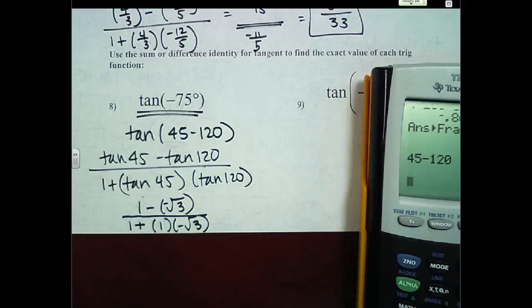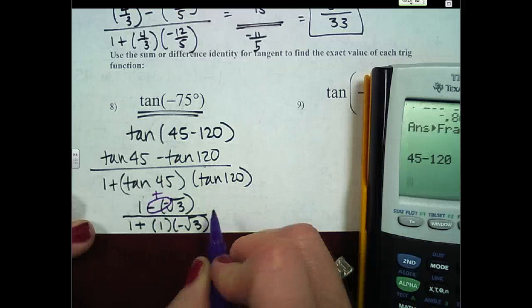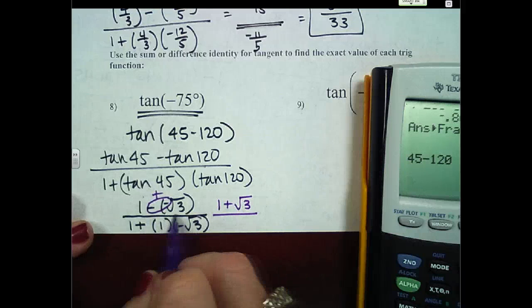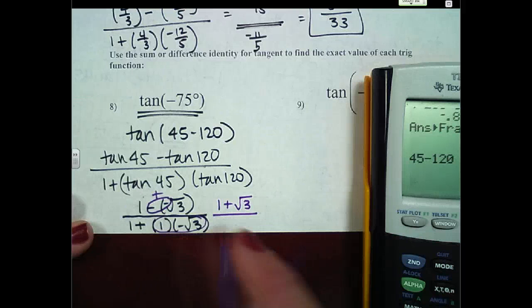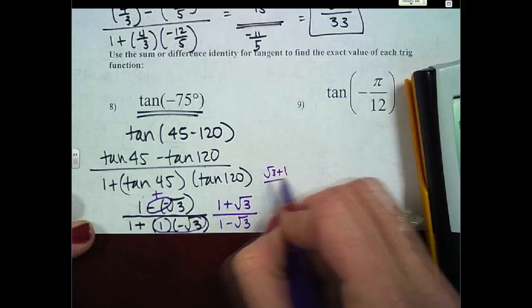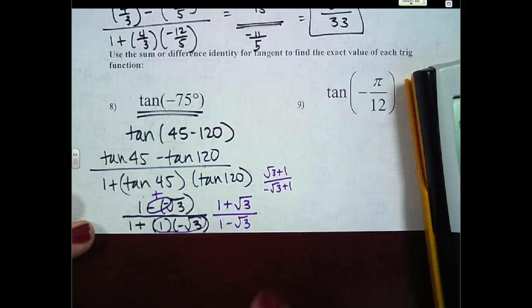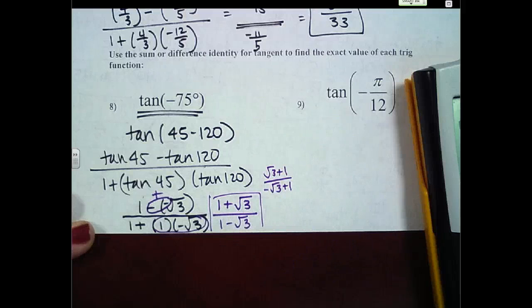So what that means is that on the top, these two negatives are going to make a positive. So I have 1 plus root 3. And in the denominator, when I multiply these two together, I'm going to get a negative, because you always multiply first. So I'm going to get 1 minus root 3. Now, if you use different numbers, for example, let's say you got root 3 plus 1 over negative root 3 plus 1, that's the same thing. As long as the signs are the same, you're okay. Root 3 has to be positive and 1 has to be positive on top. And root 3 has to be negative on the bottom and 1 has to be positive on the bottom.